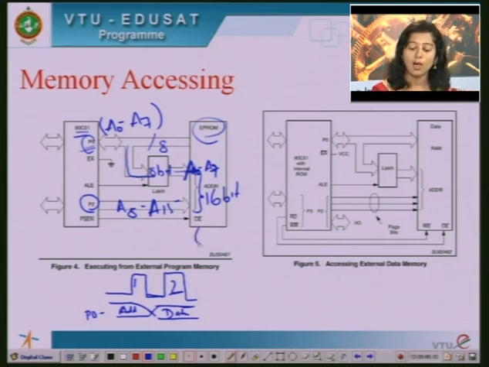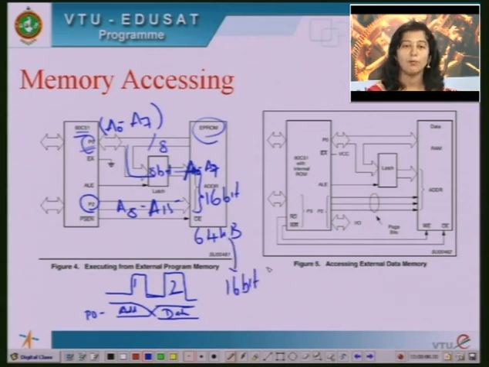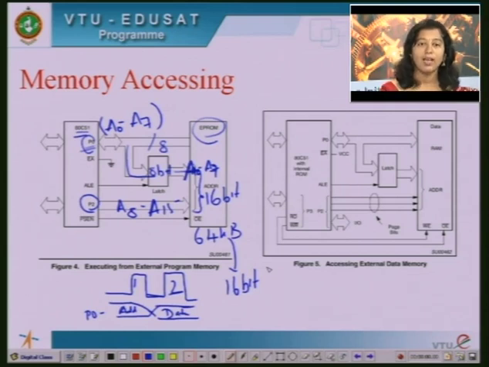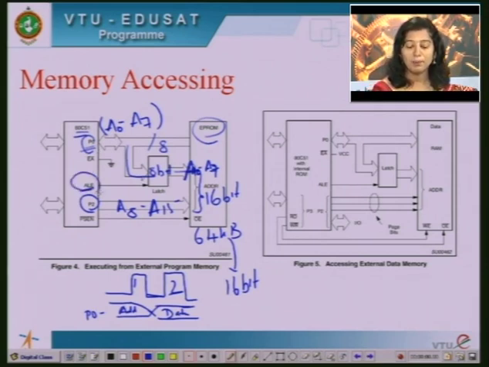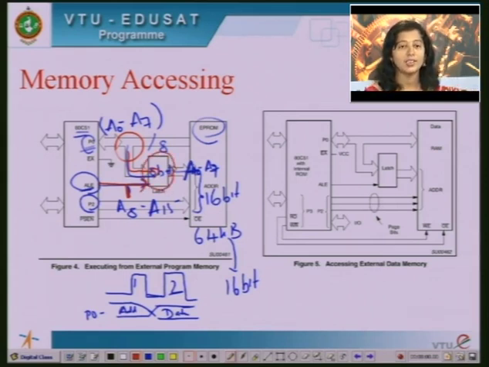Remember, ROM has 64 kilobytes totally, so I need 16 bits to address one of the 64 kilobyte locations. In order to do this, the address latch enable pin should be made active high. Whenever I make the address latch enable pin high, whatever address is available here will be saved on the latch. Once it is saved on the latch, it is available for further usage here. So the totally 16-bit address will be available, and ALE stands for address latch enable. It is made active high to store that data.